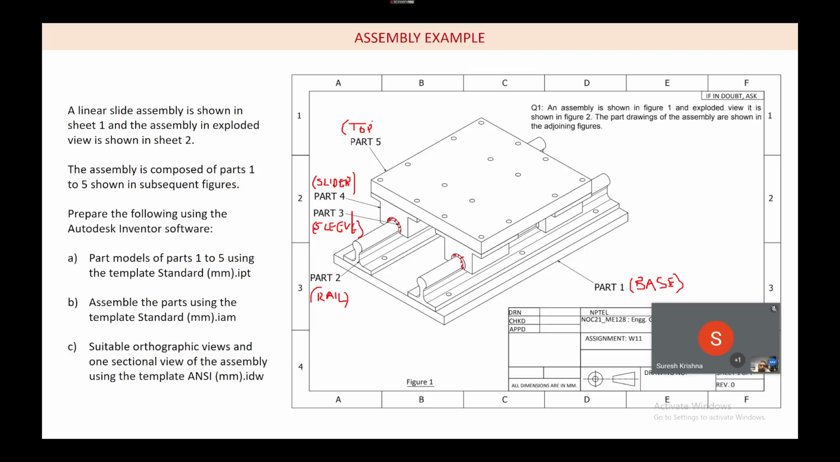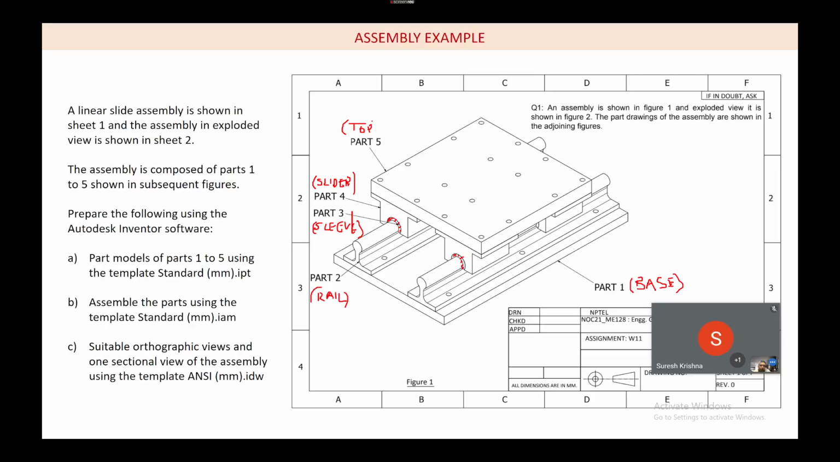So now we have seen the drawing. One by one we will do the part modeling. So this is part 1, and as I told, it's a base. Here we are given a rectangle, and it's like a cuboid system. Upon this cuboid there are some holes. So now we can start to model this part 1.